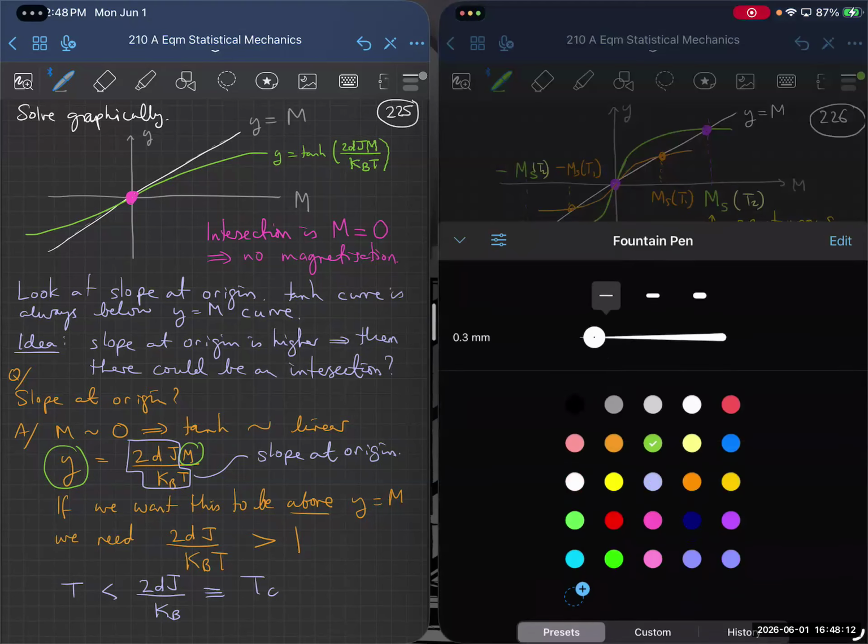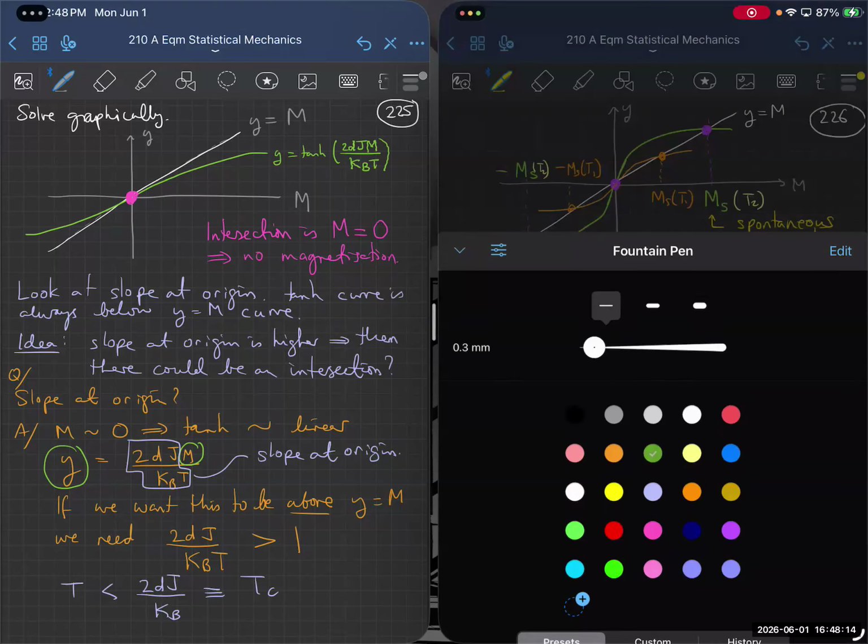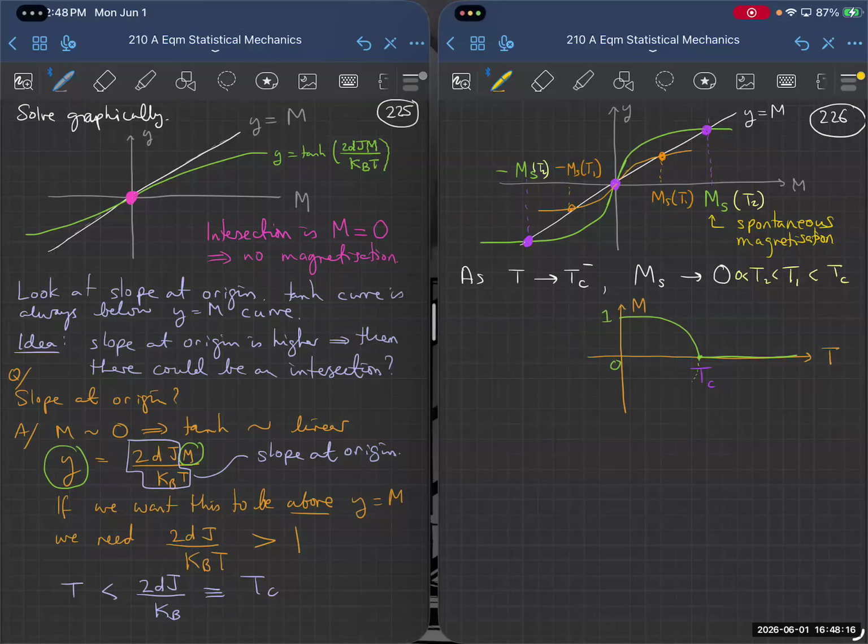And I could also have another solution, which looks just like this one, but where the magnetization is negative. In other words, there's a solution on the positive side and a solution on the negative side.